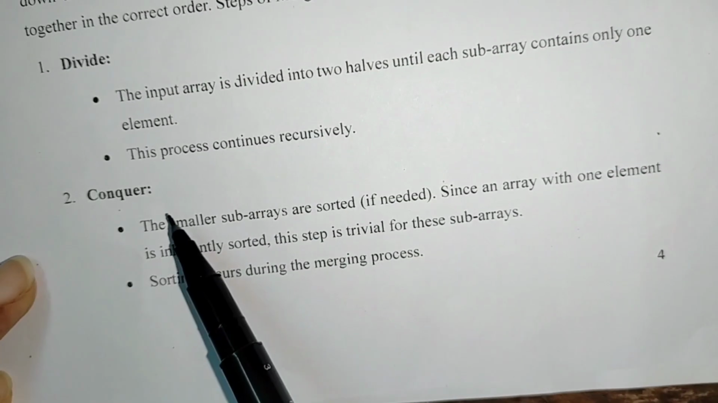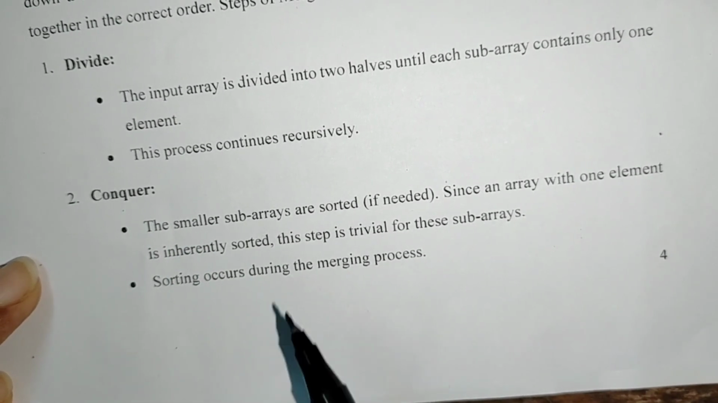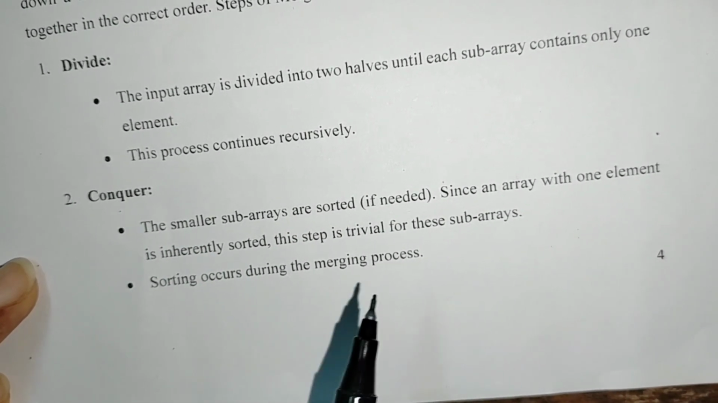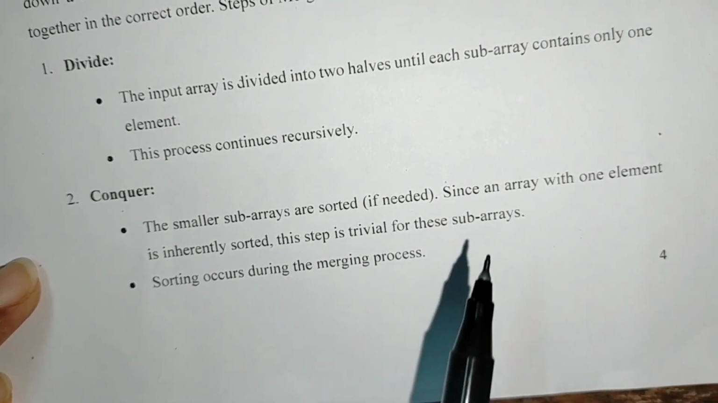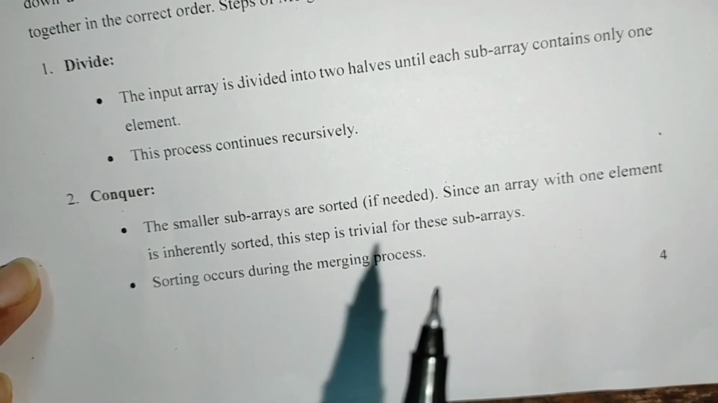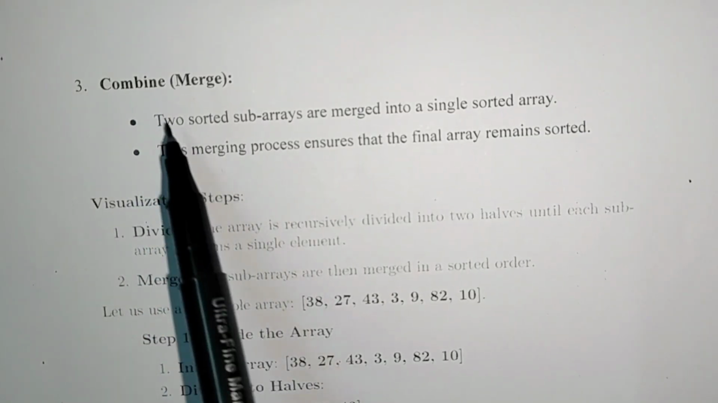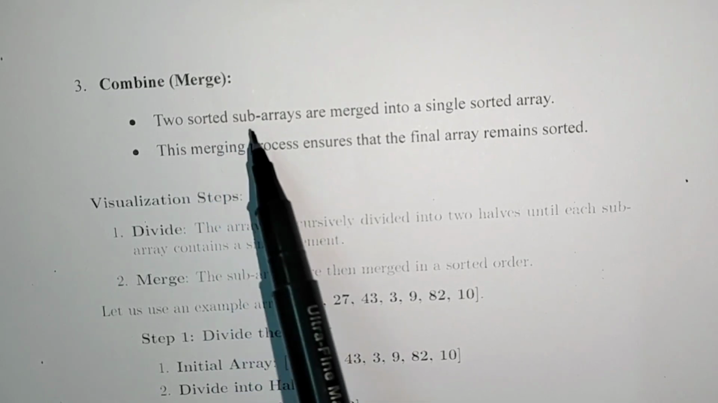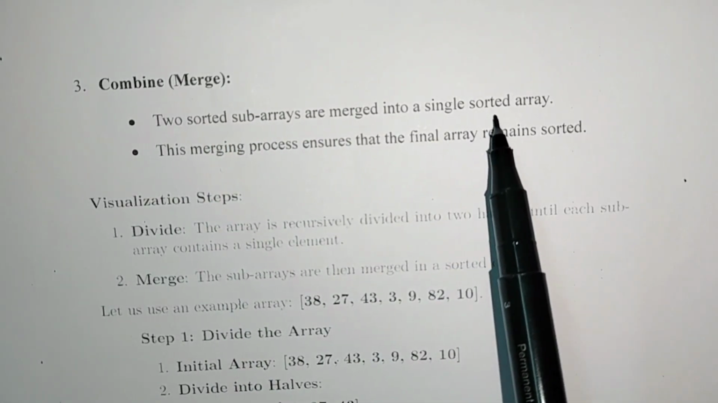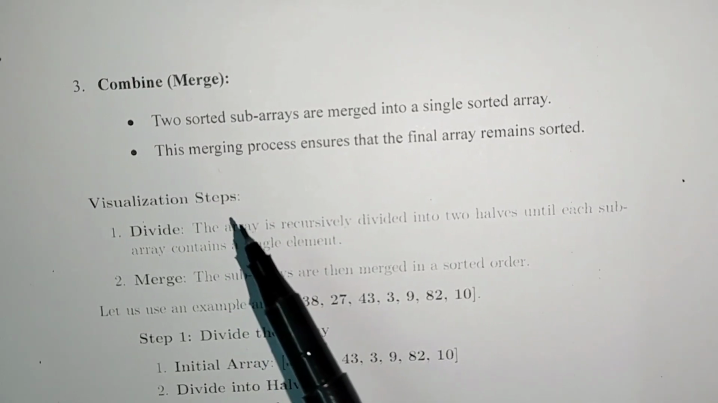And the second step is the conquer. Conquer means we are sorting the smaller subarrays. That is, if we need to sort a smaller subarray, we do it. Normally the smaller subarray contains only one element, so we need not sort it because it is already sorted. Okay. And the next step is combine. That is, we combine the two sorted subarrays into a single sorted array. Okay, these are the steps in the merge sort algorithm.